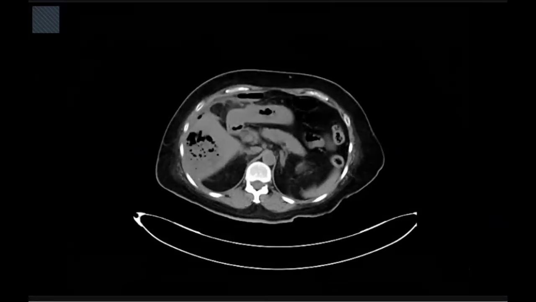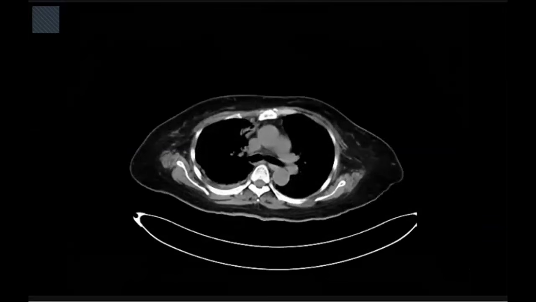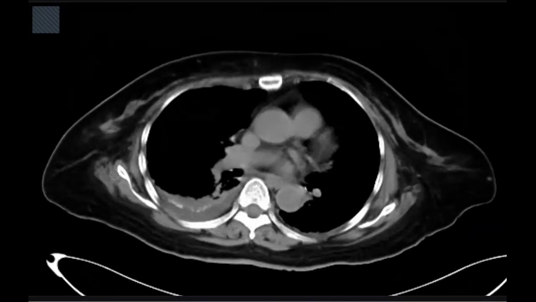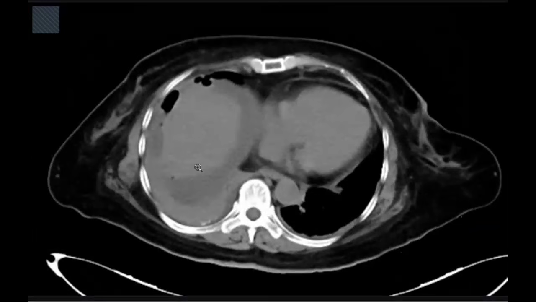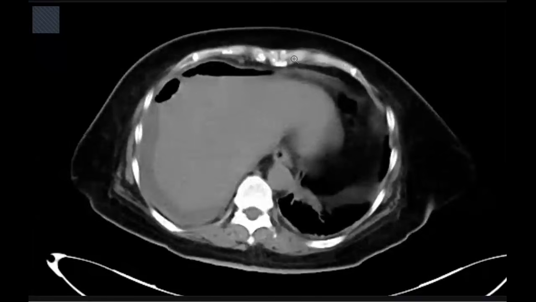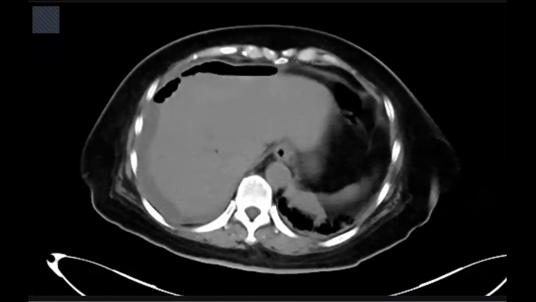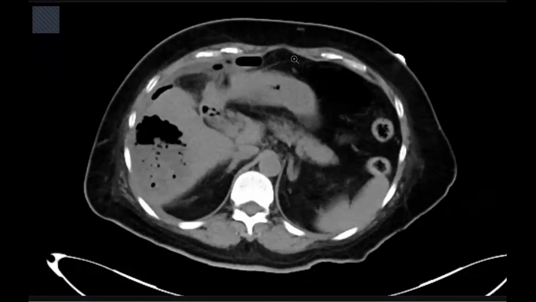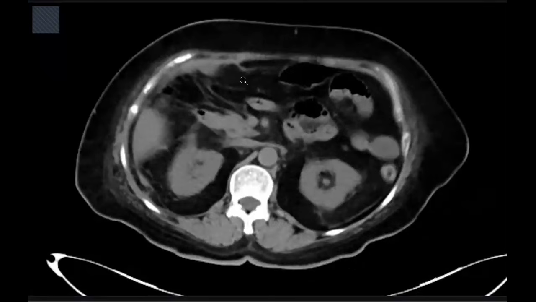Here's the CT scan. I just want to zoom in for you. You can scroll. Here I can see, as I'm scrolling, there is minimal right basal atelectasis and minimal pleural effusion. As I'm going down, I can see mild ascites. Free air is also noted in front of the liver, at the anterior border of the liver.